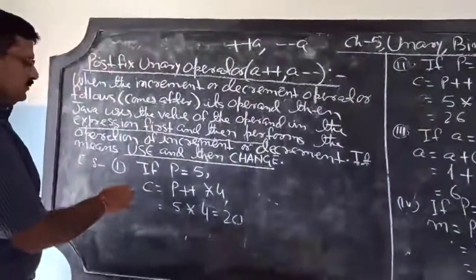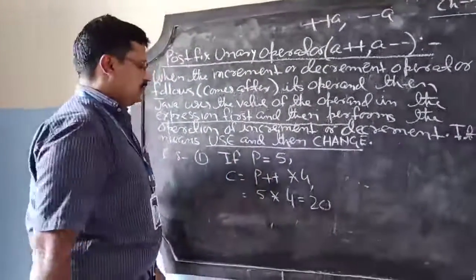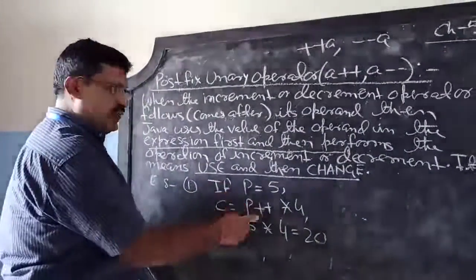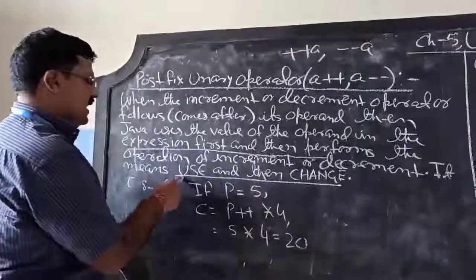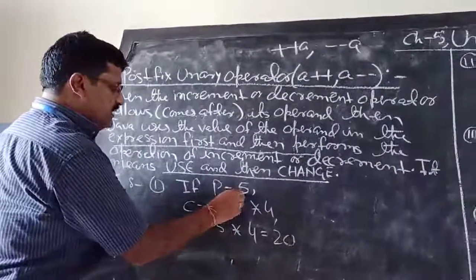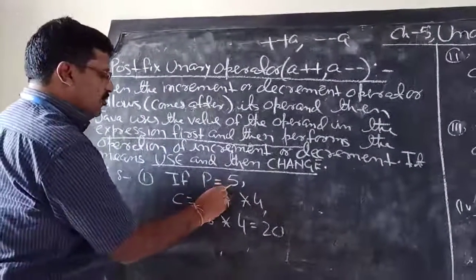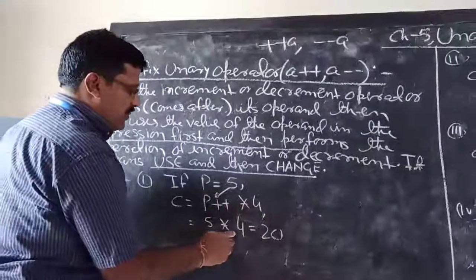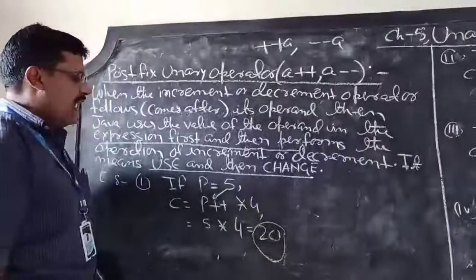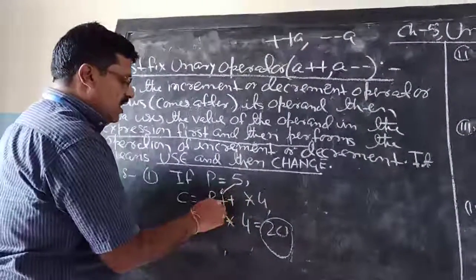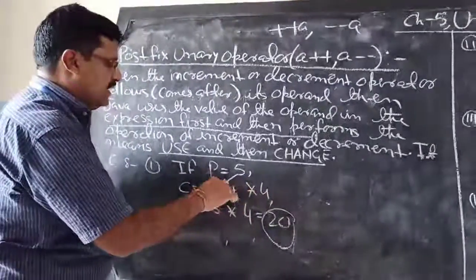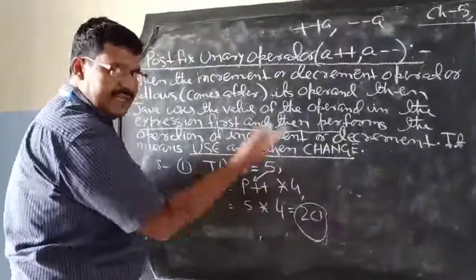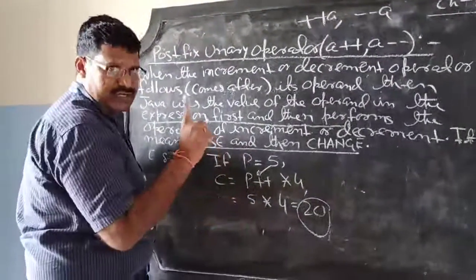See the first example. If p equal to 5, then c equal to p++ * 4. So it is postfix, so first use and then change. It uses the initial value of p. The initial value of p is 5, so it uses 5 only, and 5 into 4 comes 20. So 20 is the answer. But after that, if p is used again in the same expression, then the p value will be 6, not 5, because it is increased after using it once.